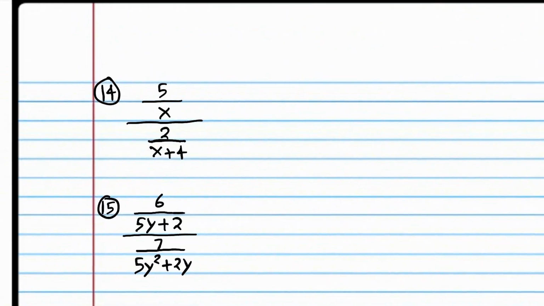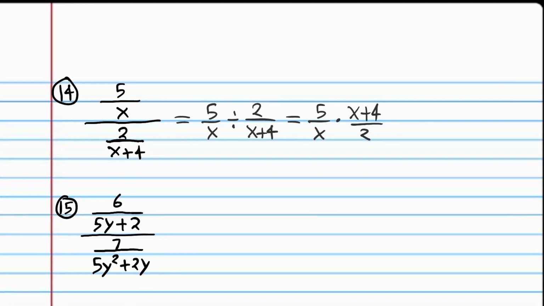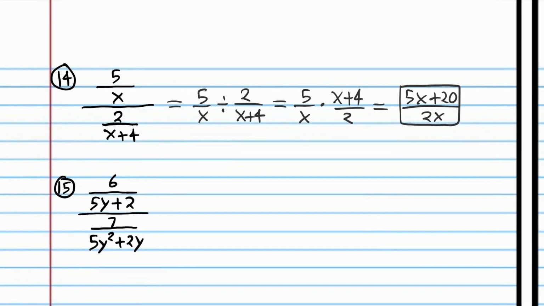Why don't you try number 14? When you come back, we'll do it together. All right, we're back. And we're going to multiply 5 times x plus 4, which gives us 5x plus 20. And 2 times x is 2x. So if you got that answer, good job.